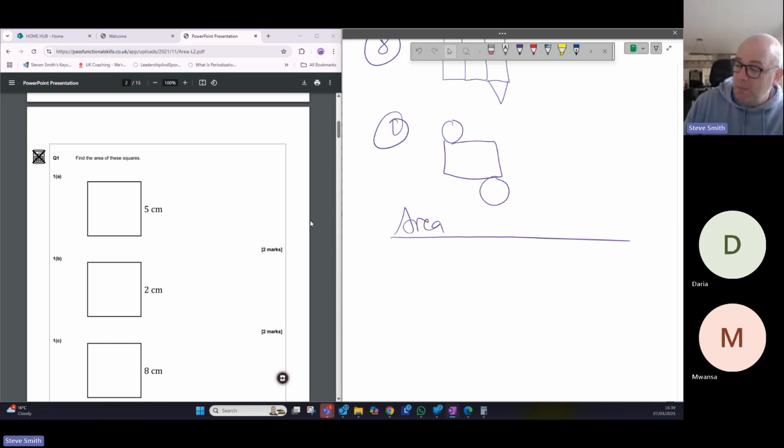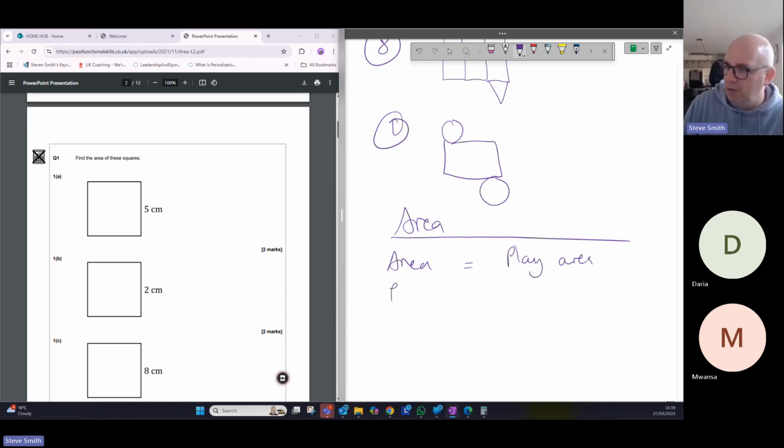And again, the way I remember area is play area: all the space inside the shape where I can play. When I think of perimeter, not as nice, I think of a perimeter fence, and I think of prison. I don't know why prison, a prison perimeter fence, the big high fence that goes right around the prison. So the perimeter fence is right around the outside so I can't escape, and my play area is the bit I'm allowed to play in.